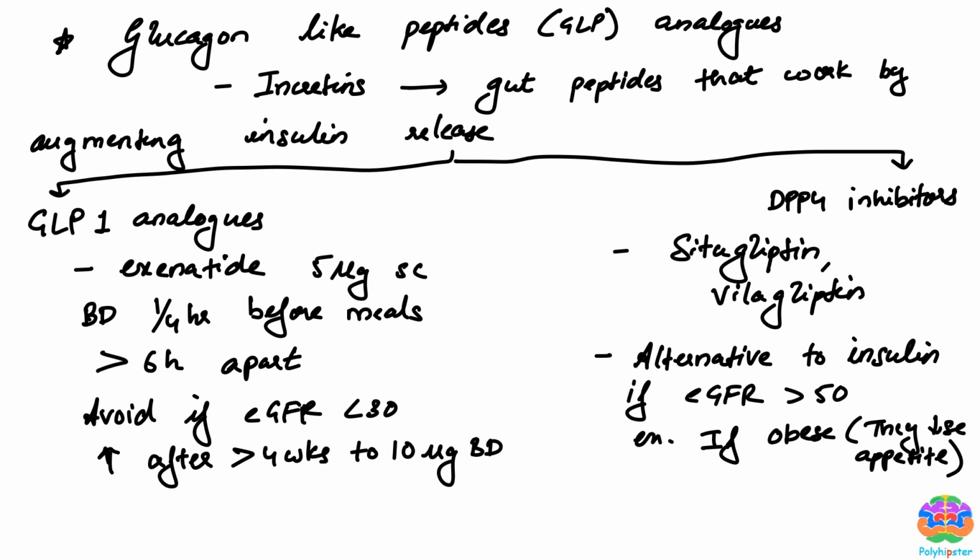Examples include sitagliptin and vildagliptin. It is given as an alternative to insulin, especially if eGFR is more than 50. It is preferred in obese patients since they decrease appetite.